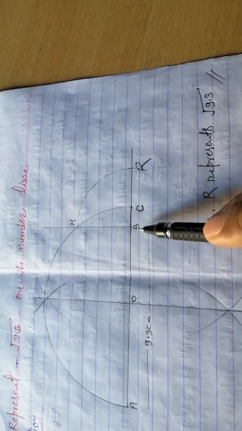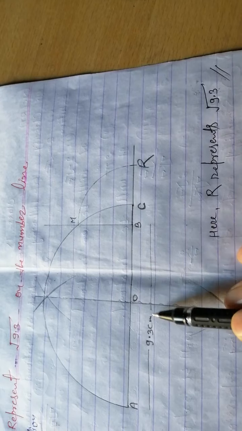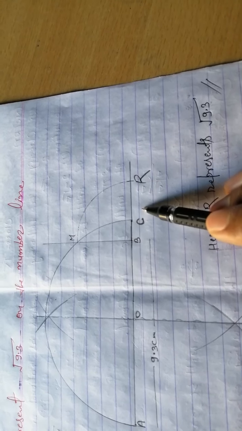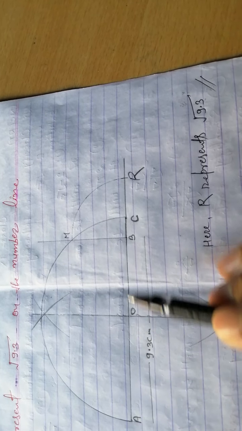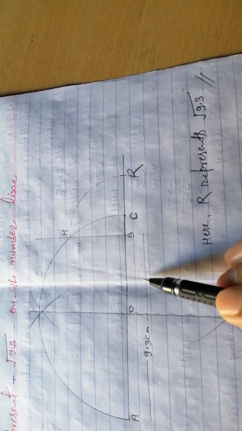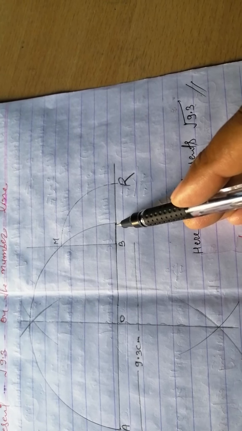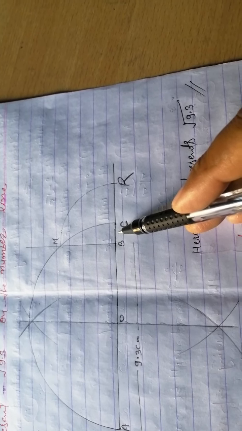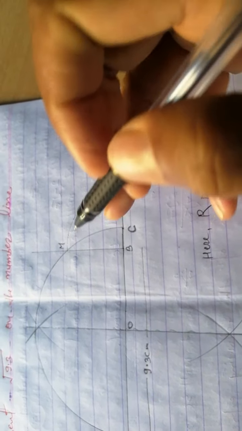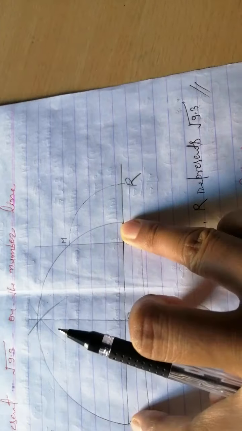So AB I have drawn 9.3 centimeter. I am saying AB, not C. Okay, so from A to B it is 9.3 centimeter. After that, 1 centimeter you will extend. I have extended till C. Okay, 1 centimeter.